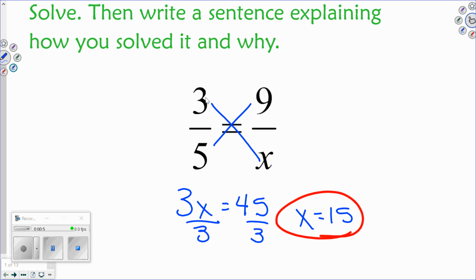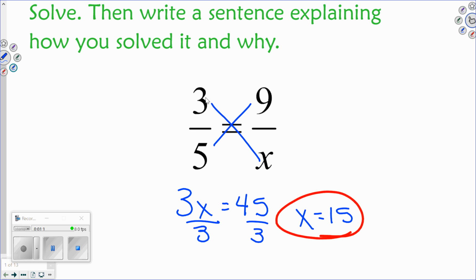She just logically thought through that. I like that. She's like, wow, from 3 to 9, it's times 3. From 5 times 3, so that must be 15. You read the paper.